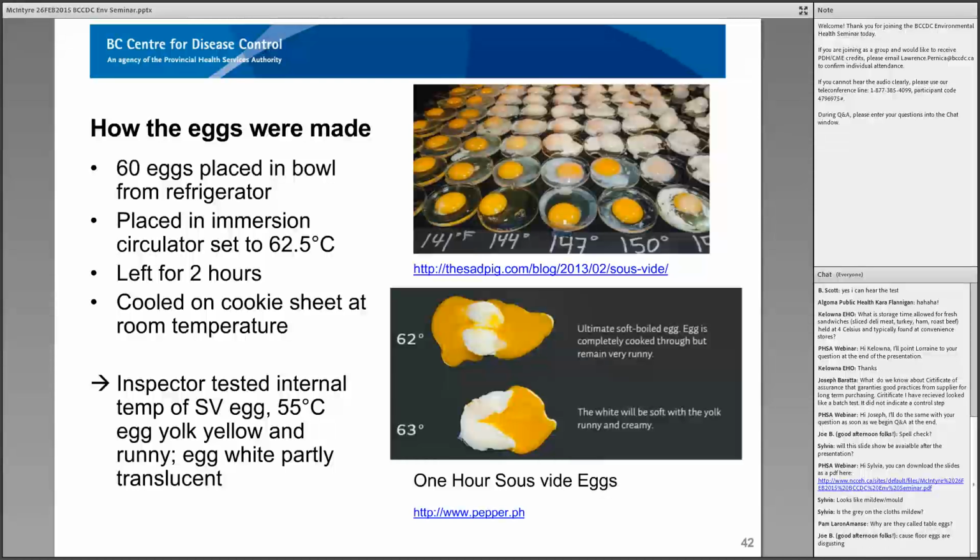So based on what the inspector was seeing, I suspect if there was any heat applied at all to the yolk or the white, it was probably only around 62 for 20 minutes. So it totally didn't achieve any pathogen reduction here. The egg should have looked more like this. Anyways, it basically didn't come up to temperature for long enough.